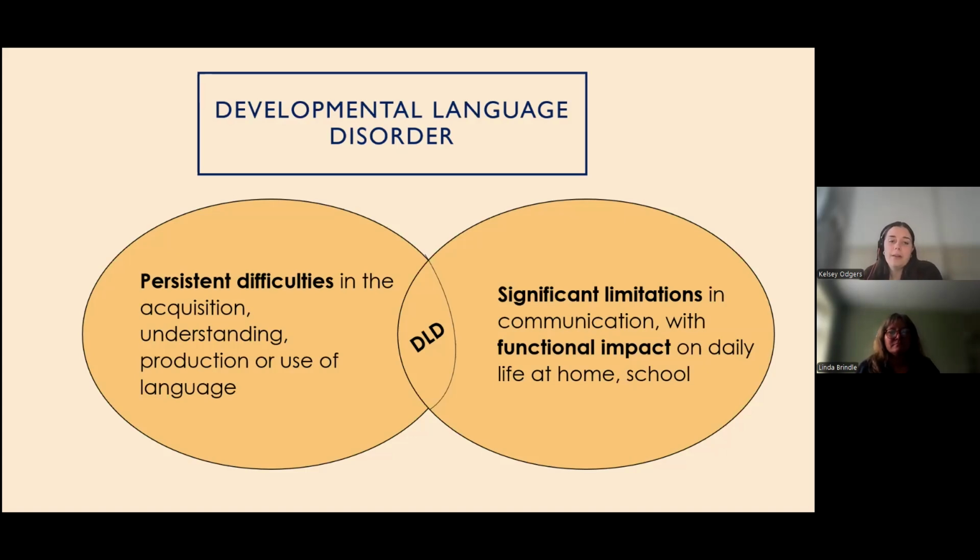Now, DLD affects approximately 1 in 14 children in primary schools, so that's around 2 in every class, which is really significant. And actually, what that means is the prevalence of this is greater than autism, ADHD, and learning disability. But very, very much less is known about it, which again can make this really tricky for young people and their families who receive this diagnosis. Similarly to all the things I talked about, this emerges in early childhood and persists into adulthood.